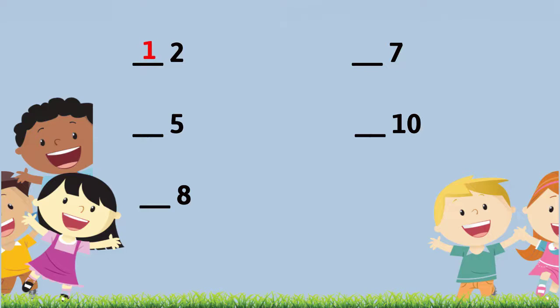Now see the next one. Which number will come before 5? Number 4. Very good. So you will write number 4 on the blank. After this, see the next number. Number 8. You can see the blank there before number 8.